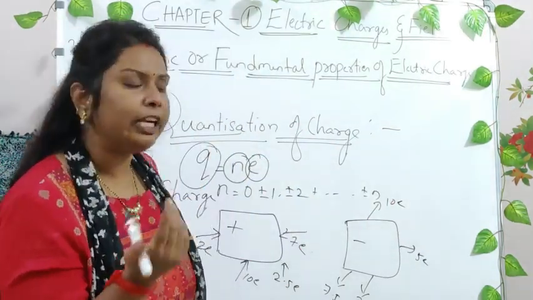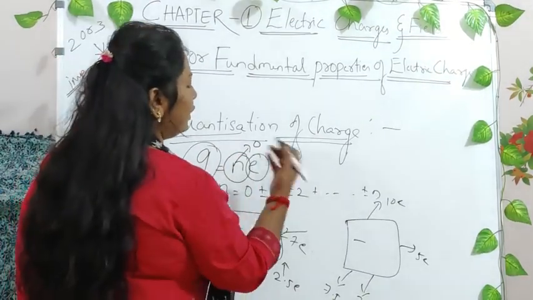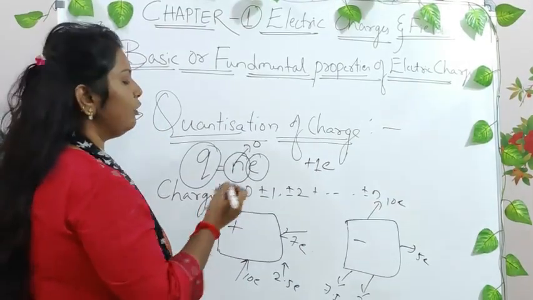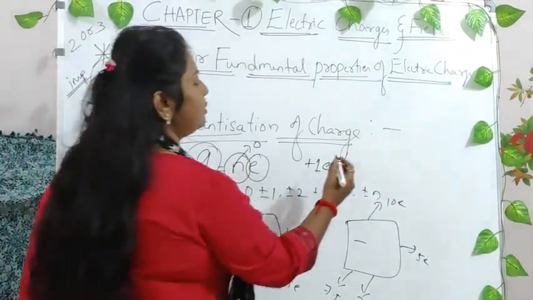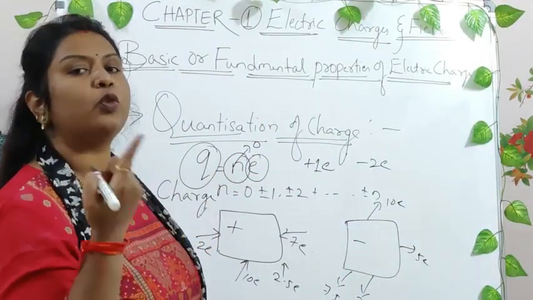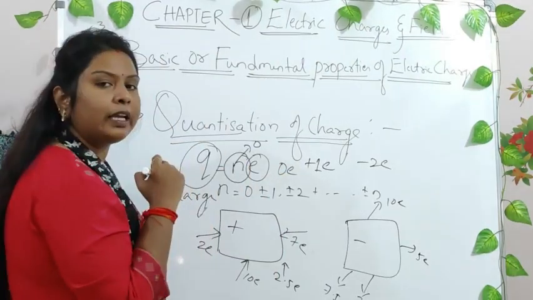The electron that is added to any system should be an integer. If you are adding no electron, then the n value will be equal to 0. If you are adding 1 electron, then the n value will be plus 1 e. If you are removing 2 electrons from the system, it should be minus 2 e. If no electrons are added or removed, then the n value should be 0, that is 0 e.